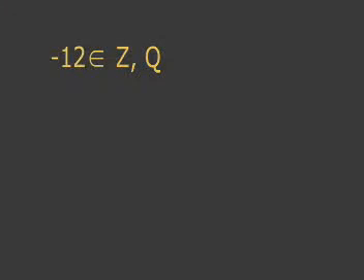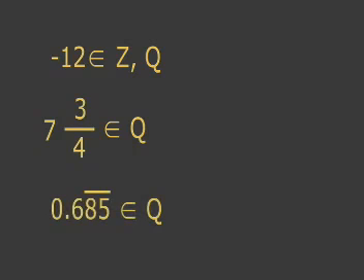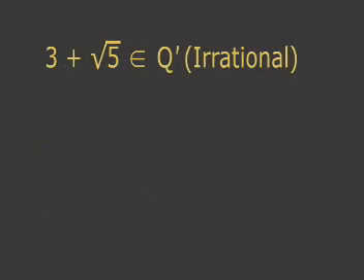Negative 12 belongs to the set of integers and rational numbers. 7 3/4 belongs to the set of rational numbers. 0.6 with 8/5 repeating belongs to the set of rational numbers. 3 plus the square root of 5 belongs to the set of irrational numbers. 0 belongs to the set of whole numbers, integers, and rational numbers.